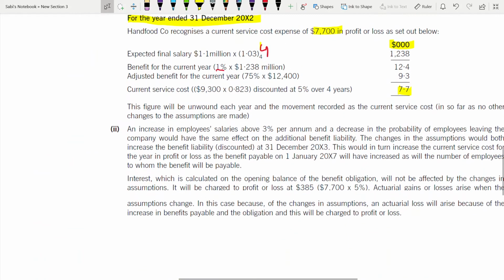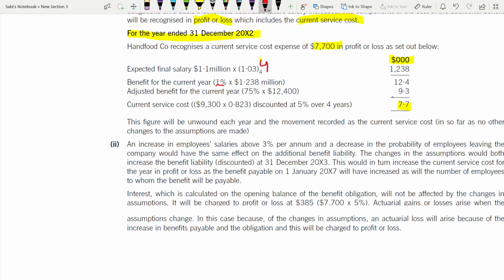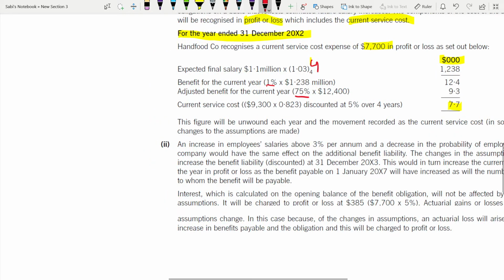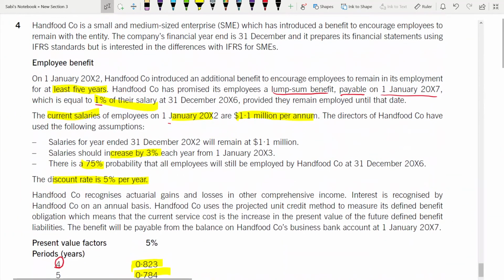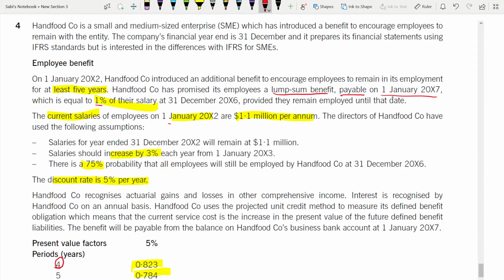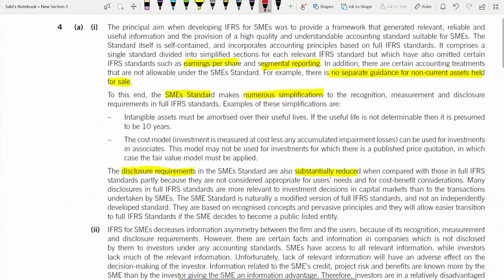Next, adjust the benefit for the current year. Adjusted benefit for the current year. So this 12.5 you have to take 75%, which is 9.3. We'll see how 75%, because there's a 75% probability that all employees will still be employed. That's why we have to adjust the benefit.